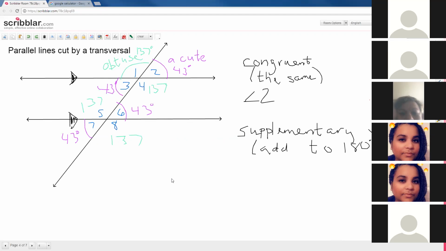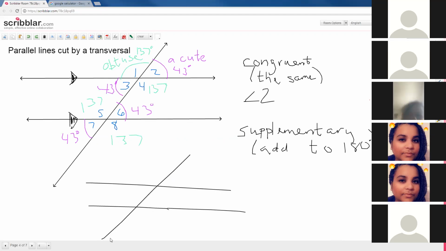So if I gave you the same setup, and this time we're not going to look at every single eight. They don't always label all 8. They could, but they don't have to. I said we have 2 parallel lines. Let's say one angle is 34 degrees. And I want you to find this angle. I'm just going to label it X. So find the measure of X.